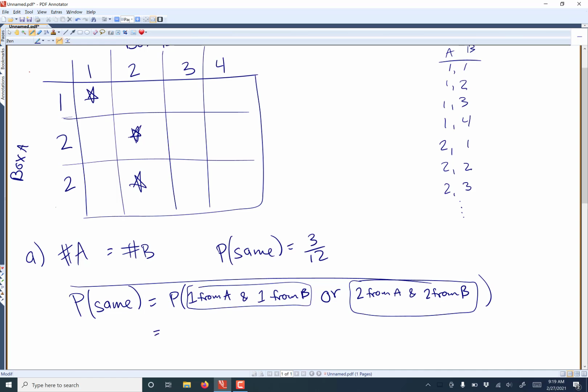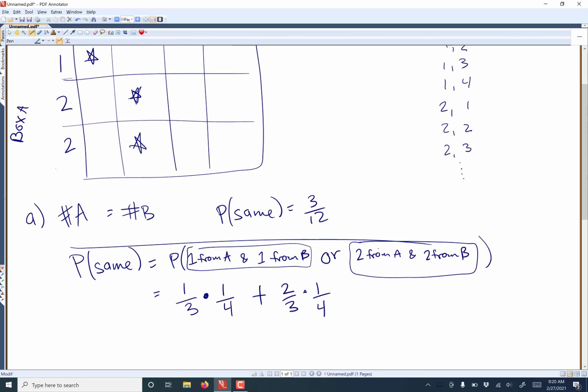So now let's find those probabilities. If I want a 1 from A, in A there is 1 out of 3 possibilities. Now an AND means we're going to multiply. Now I want a 1 from B. For B, there's 1 out of 4 possibilities. Or means I'm going to add. Now I want a 2 from A. Notice there are 2 ways to get a 2 out of 3 total. And I want a 2 from B. There's only one 2 on B out of 4 total. Sorry, I wrote the wrong thing again. 1 out of 4. And you can put this in your calculator to get 0.25.